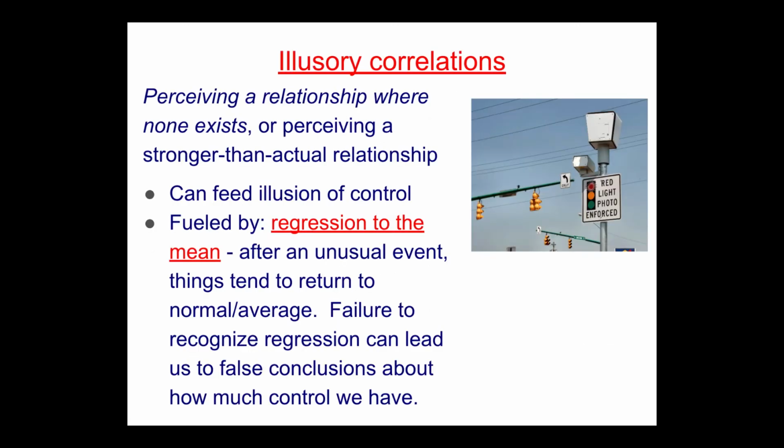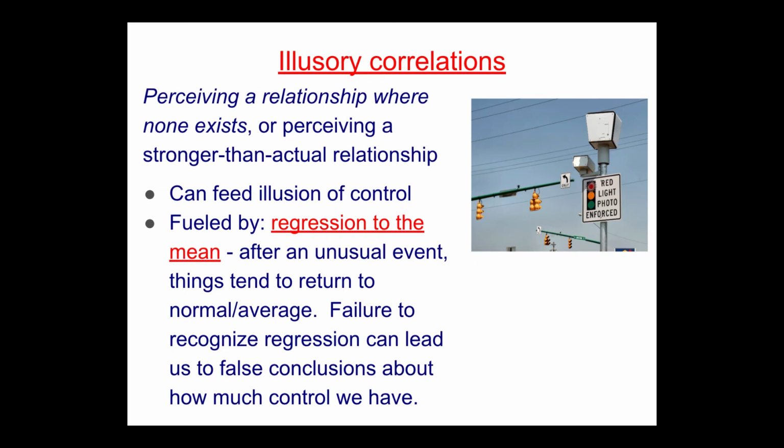So we have to be really careful to not create what we call illusory correlations, or to perceive a relationship where none actually exists. They can feed or contribute to us feeling an illusion of control over things that we don't really have, and they're fueled by something we call regression to the mean. Regression to the mean is a statistical principle that says that after an unusual event, things tend to return back to normal or back to average.